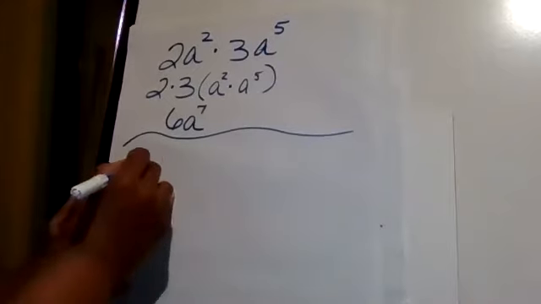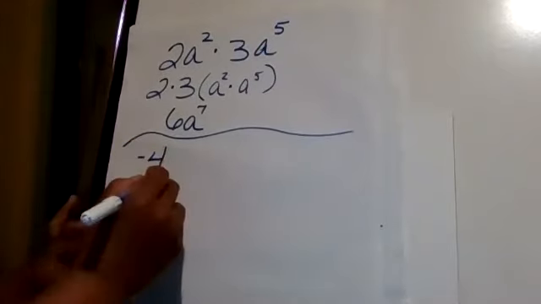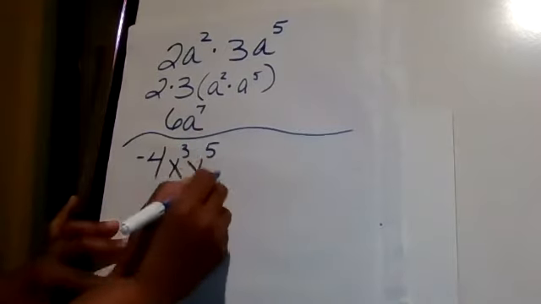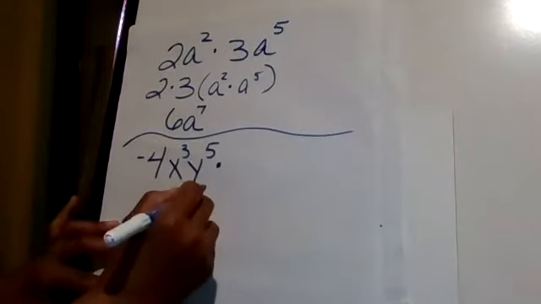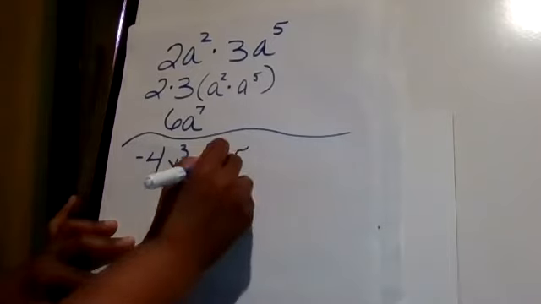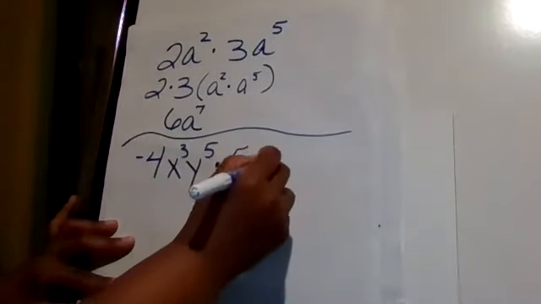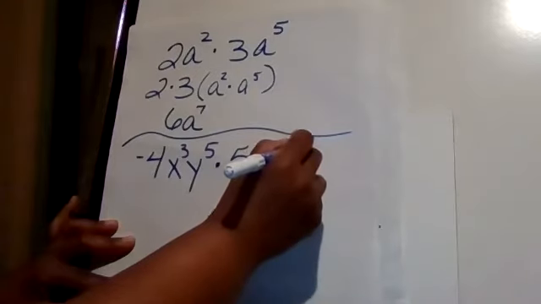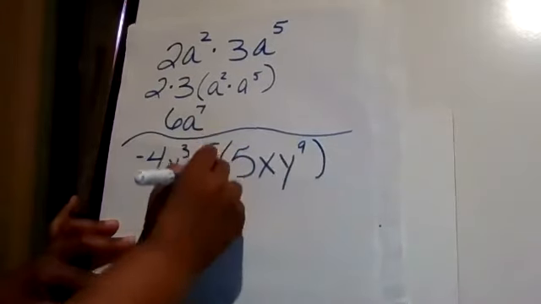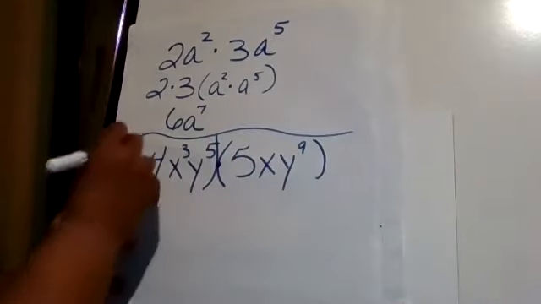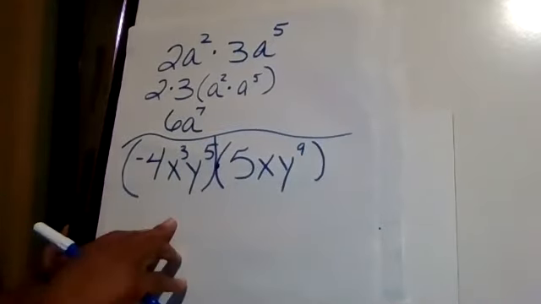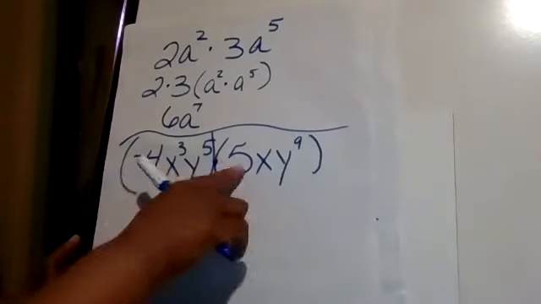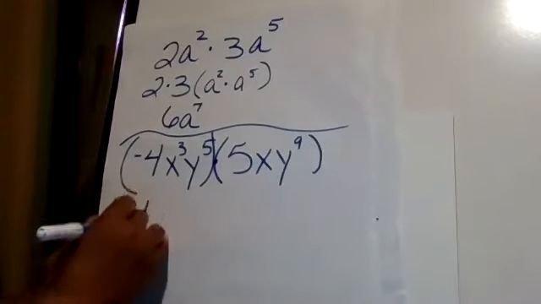Let's say I have negative 4, x cubed, y to the 5th. I want to multiply that by 5x, y to the 9th. I'm going to put them in parentheses. So I can rearrange this because all of this is multiplication. Rearrange it, multiply the numbers.